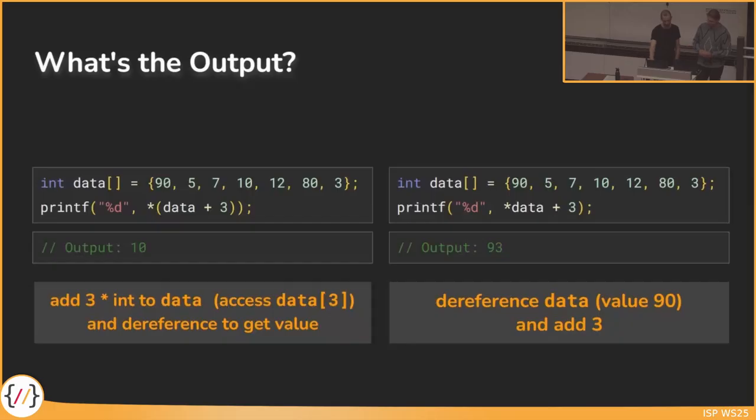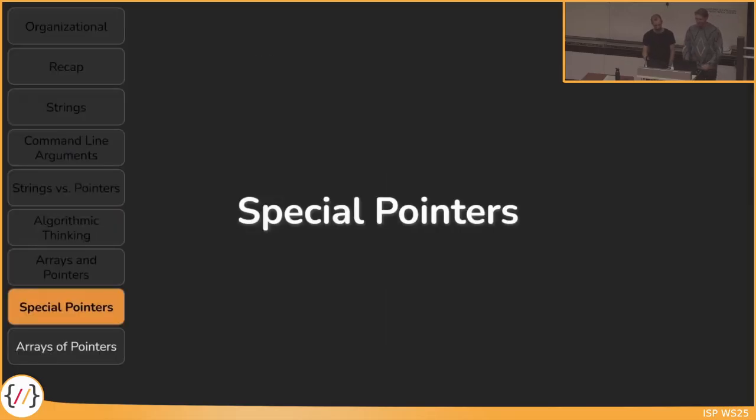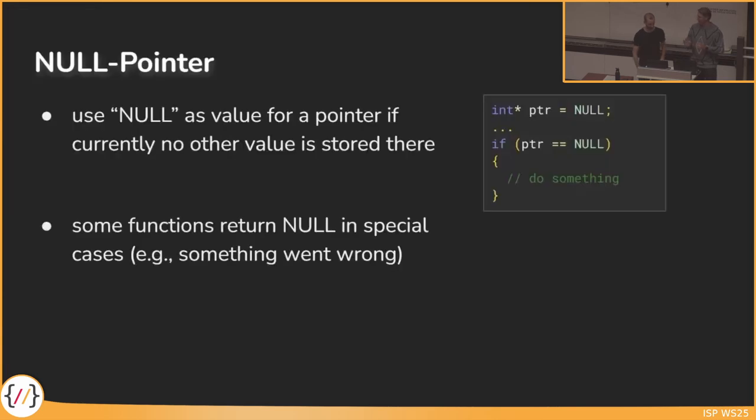I think we have 2 more topics. One is there are some very, very special pointers. Mainly we will use one of them next week. So usual pointers are not enough. We want to have some special pointers. For example, a null pointer. We have already heard it today.